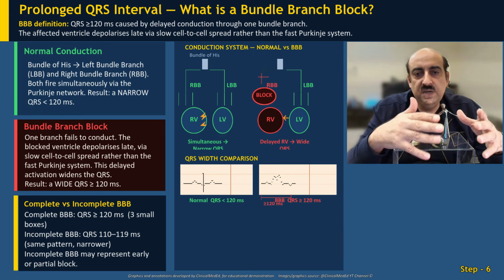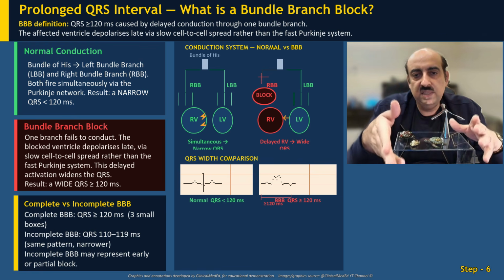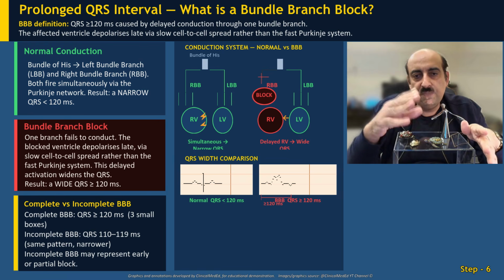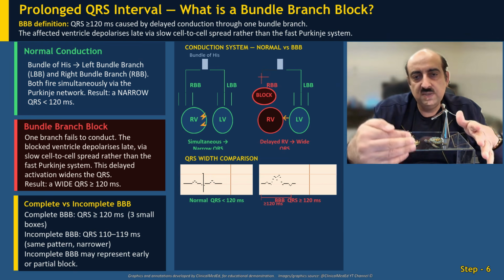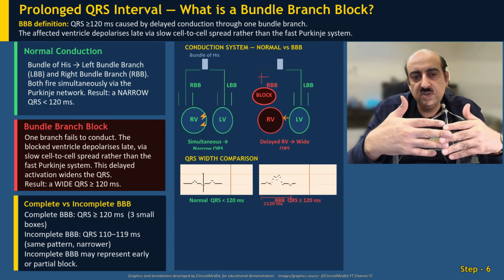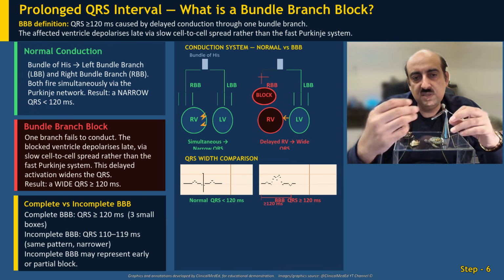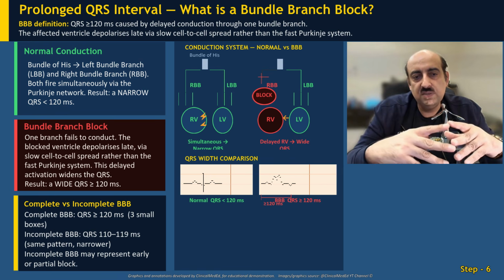Now what happens in a bundle branch block, as you can see in the middle column, let's say there is a right bundle branch block and now only the left bundle branch is working. Once the left ventricle is depolarized, the left ventricular myocardium is going to depolarize the right ventricular myocardium. So it's going to be myocardial to myocardial depolarization rather than the fast Purkinje system depolarization. So it's a cell-to-cell spread, which is slower. So that leads to widening of the QRS interval.